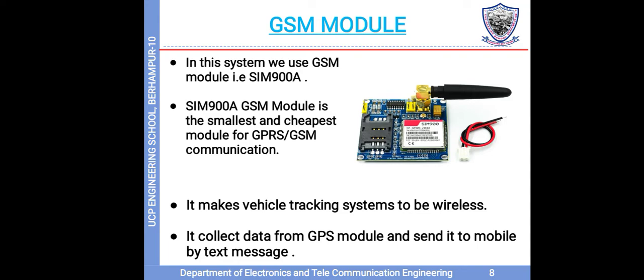GSM module. In this system we use GSM module, that is SIM900A. SIM900A GSM module is the smallest and cheapest module for GPRS or GSM communication. It makes vehicle tracking system to be wireless. It collects data from GPS module and sends it to mobile by text message.